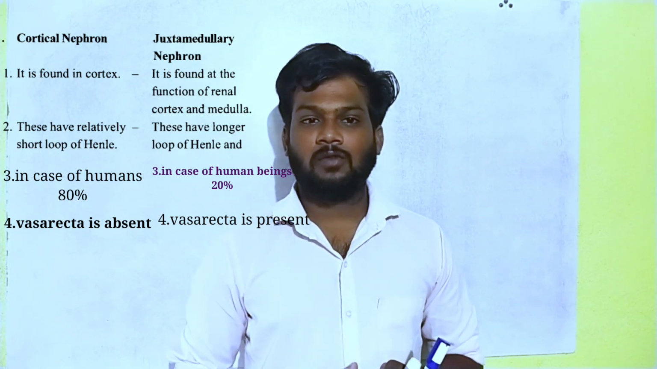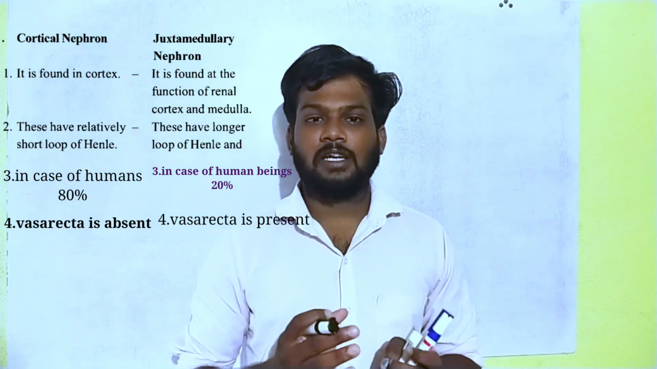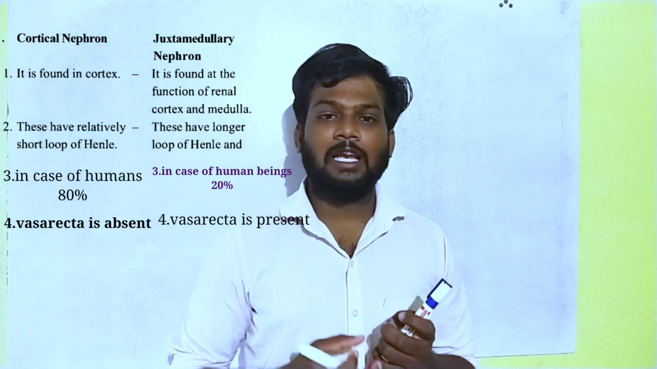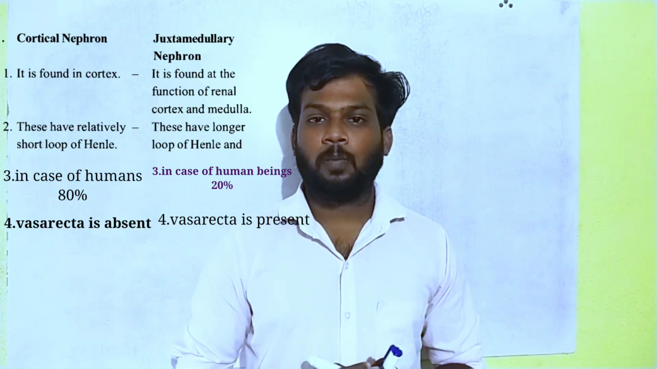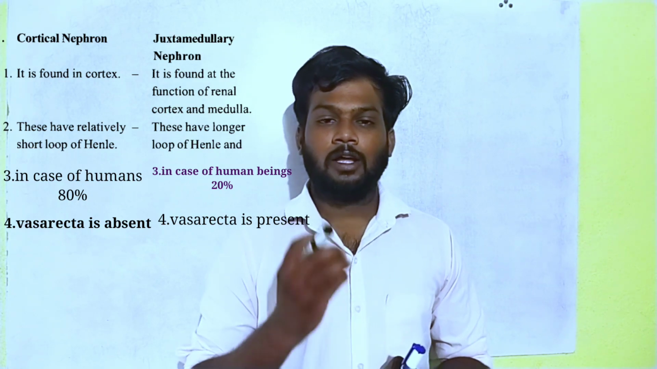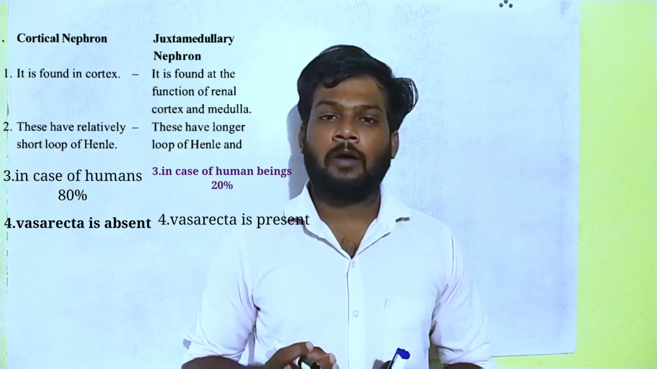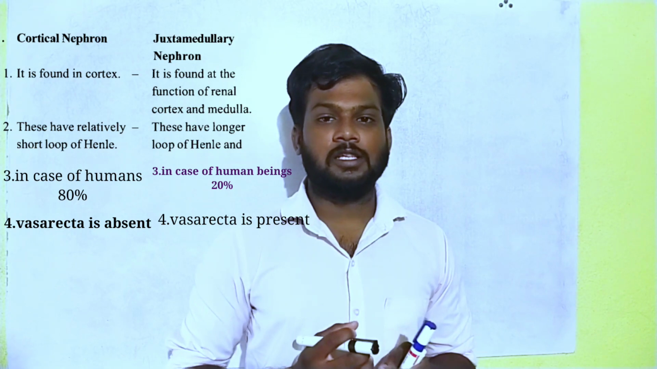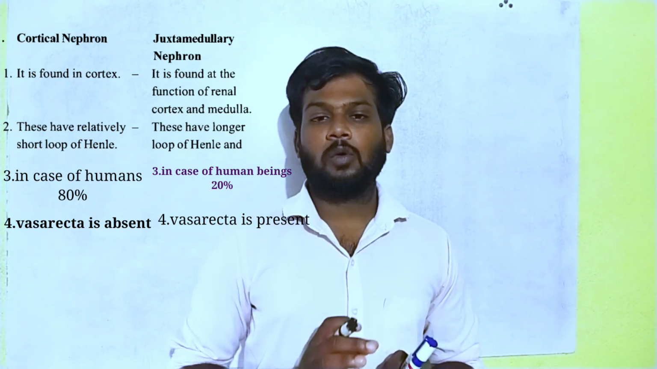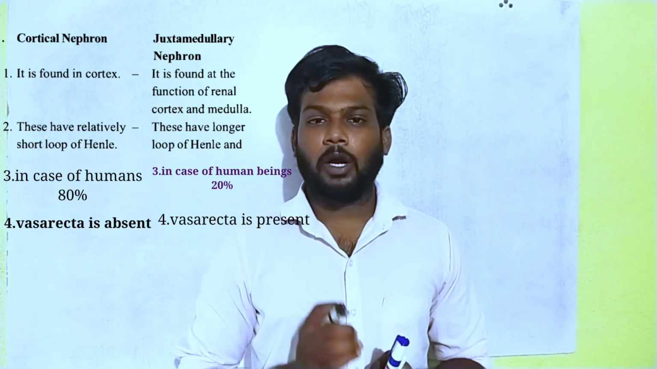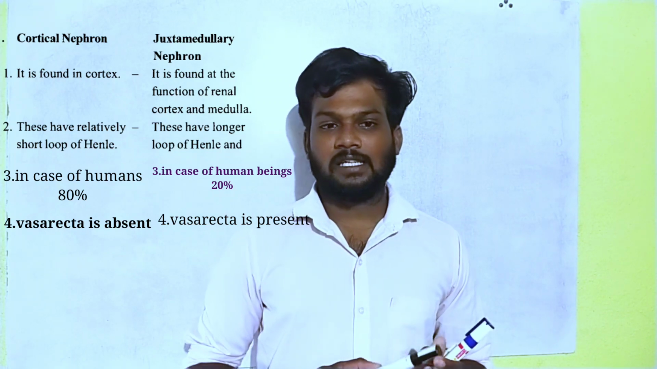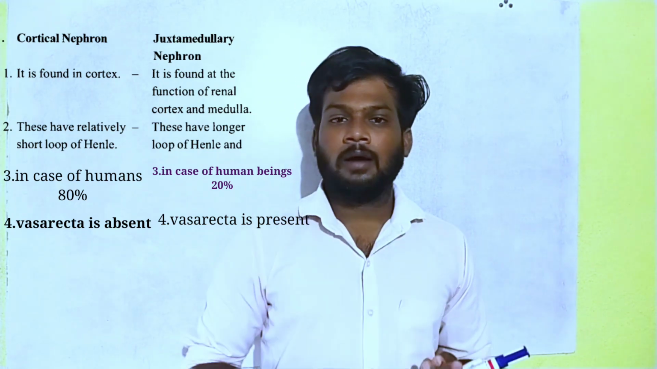And what is the next major difference? The functions will be the same and the parts will be the same, only the length will be a little different. In the cortical nephron, only a little of the loop of Henle is present in the medullary region, but in the juxtamedullary nephron, the total loop of Henle is present in the medullary region. This is the major difference between the cortical and juxtamedullary nephron. This was learned in the previous video.